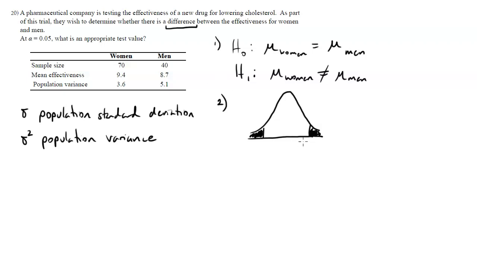So 1.96, negative 1.96. Those are our critical values. If it asks for critical values, we would give both. Negative 1.96, positive 1.96.